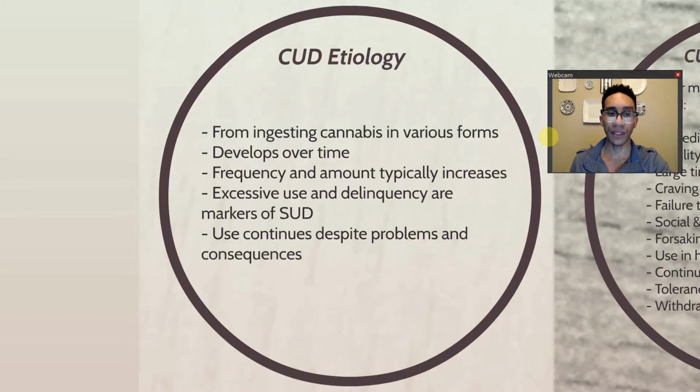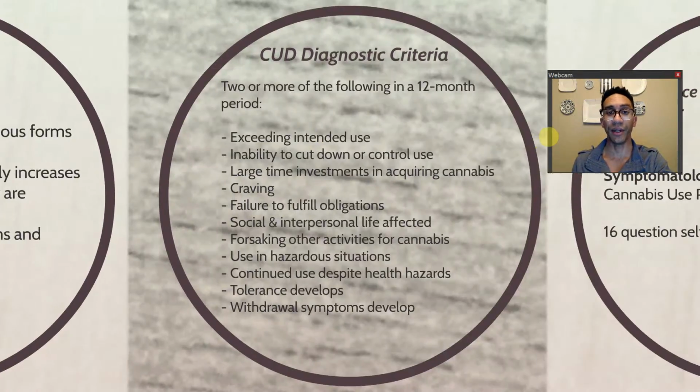So excessive use and delinquency are markers of substance use disorders. So if you're constantly, maybe every day, smoking, that's probably a problem. Also, if you're getting into trouble while you're doing it, or in order to get it, that is also a problem. Use continues despite problems and consequences. So, with money issues, or if it's exacerbating some pre-existing psychological or medical condition and you're still doing it, you're losing friends, you're losing family, your spouse is really upset about it. Yeah, those are problems, and if you keep using it, then that's definitely a problem.